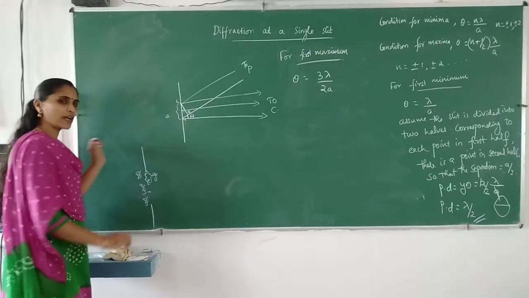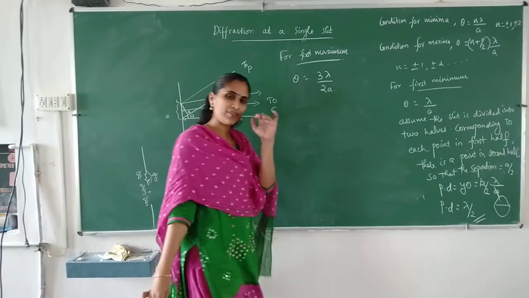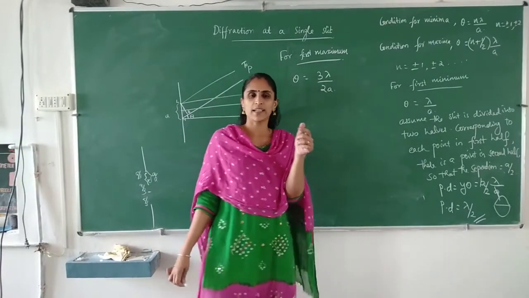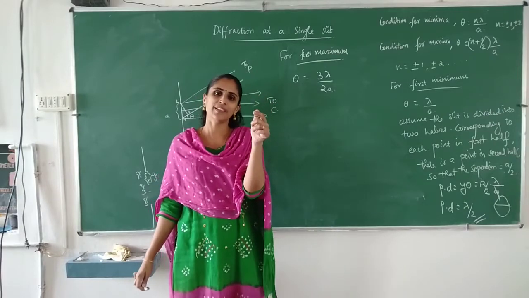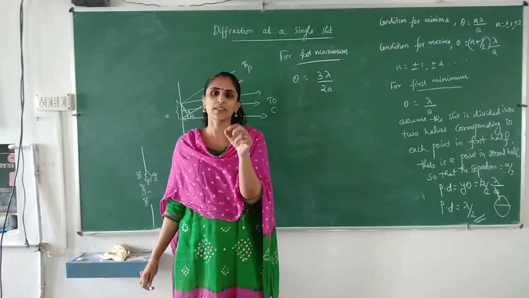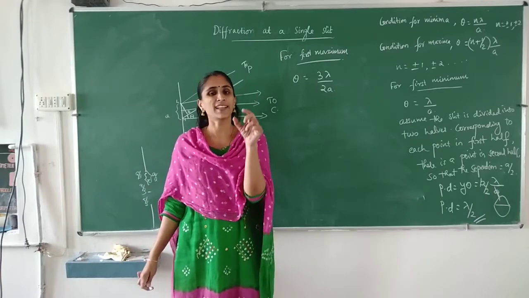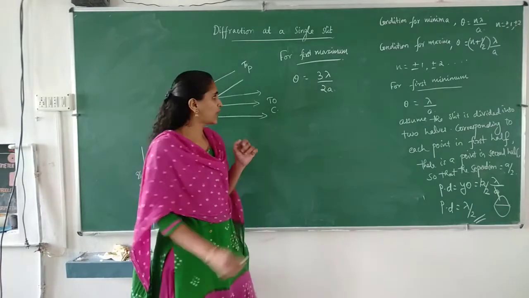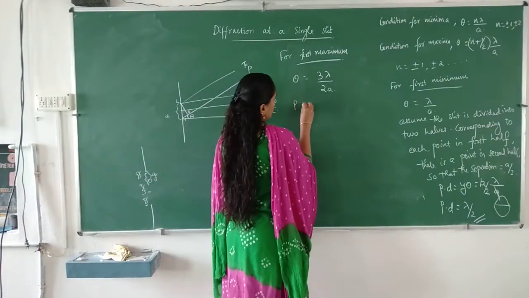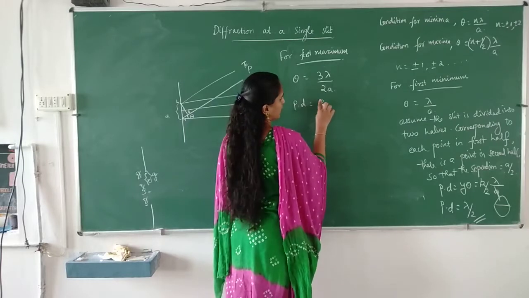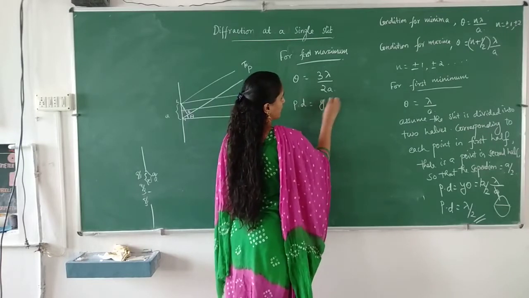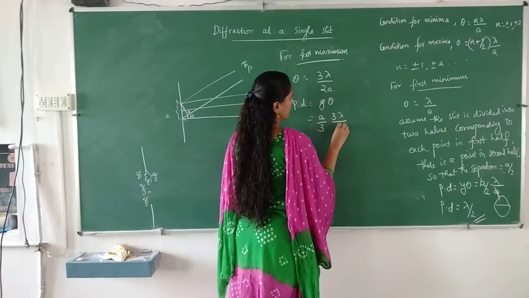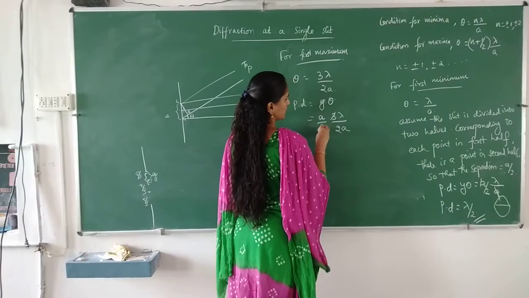So we can assume that the slit is divided into 3 parts. Considering 2/3 of the slit, corresponding to each point in the first 1/3, there will be a corresponding point in the second 1/3 also, so that their separation or their distance will be equal to a by 3. So path difference is equal to y into theta. Here y is a by 3 into 3 lambda by 2a. What will you get?